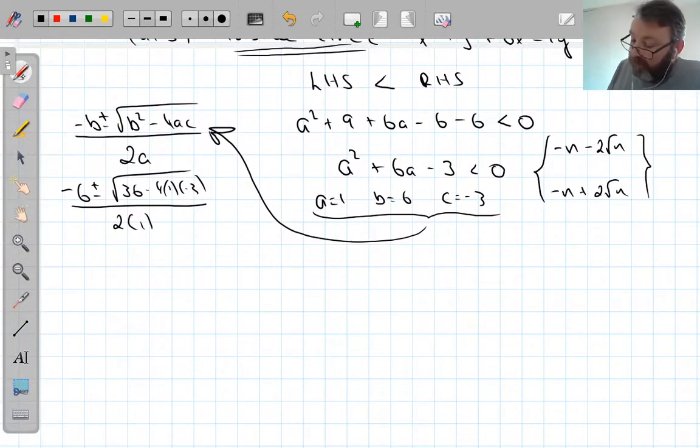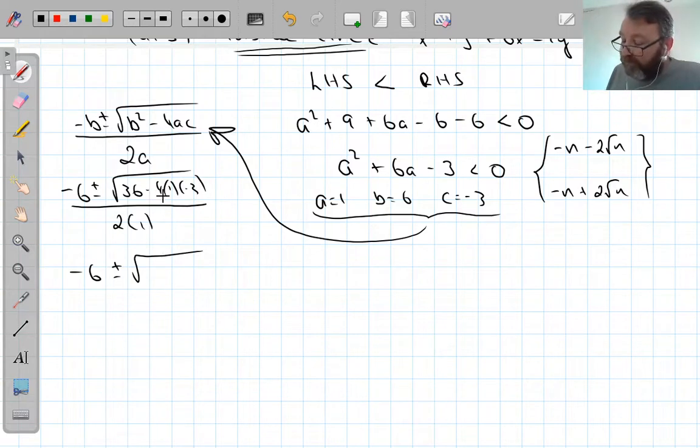Let's work on that. So working on this, minus 6 plus or minus the square root of what? Well, 36 plus 12, see that? Because minus 4 times minus 3 is plus 12. So 36 plus 12, that's 48. And that's all over 2.